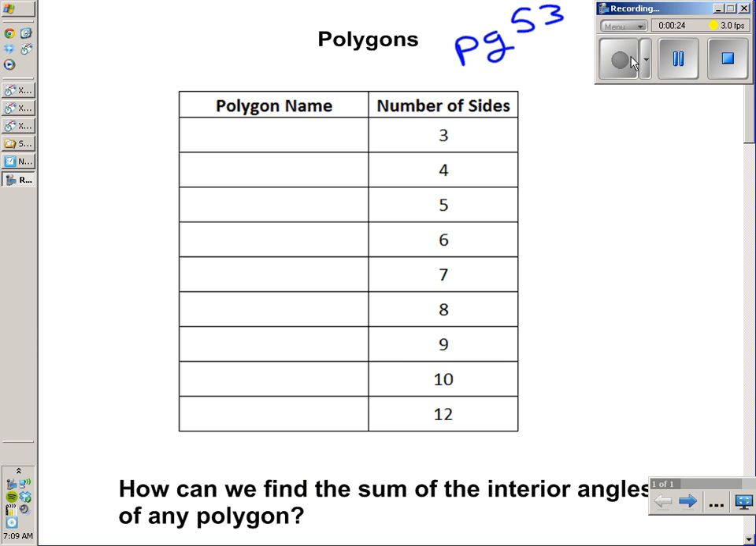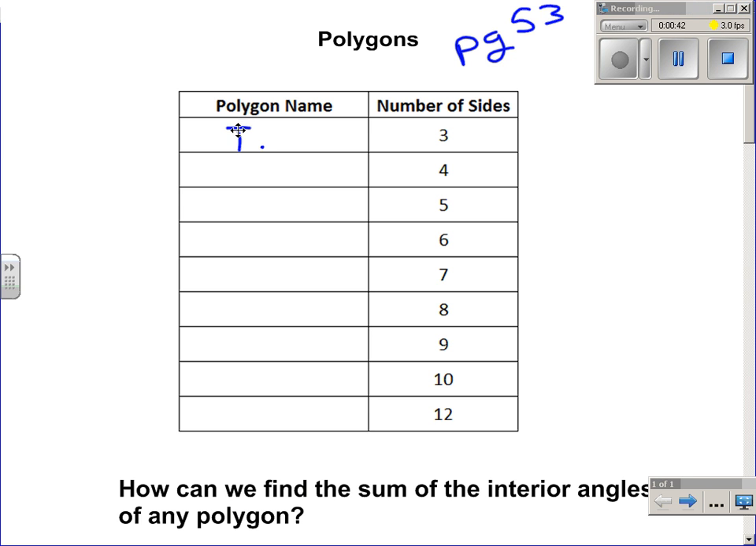Make sure the title is polygon name, and on the right, the title of that column is number of sides. If you want to put a hashtag for number, that might be a good way to abbreviate. So pretty much what we're saying in this table is, what is the name of the polygon that has this many sides? A polygon that has 3 sides is a triangle. Should be familiar to you.